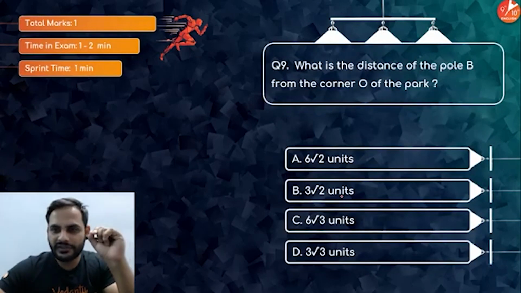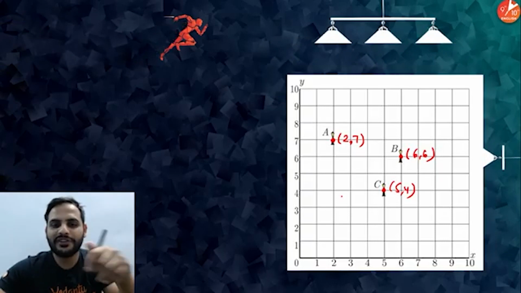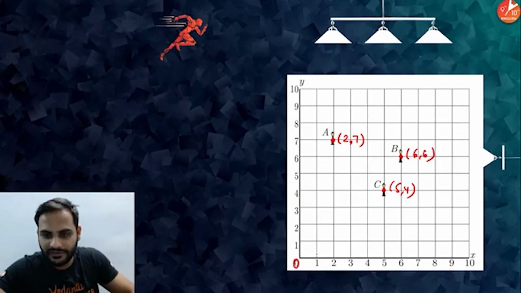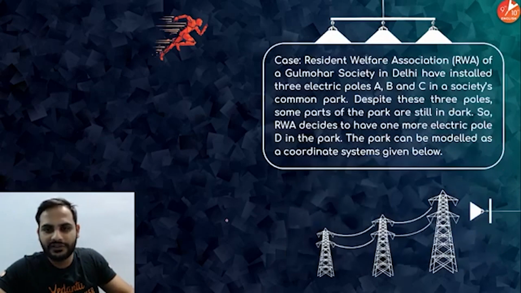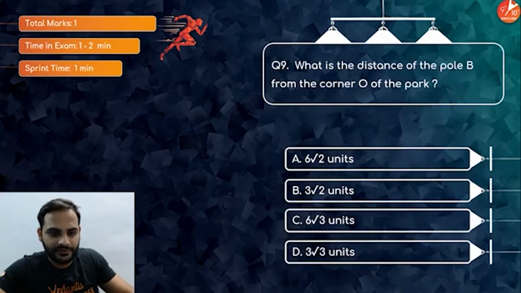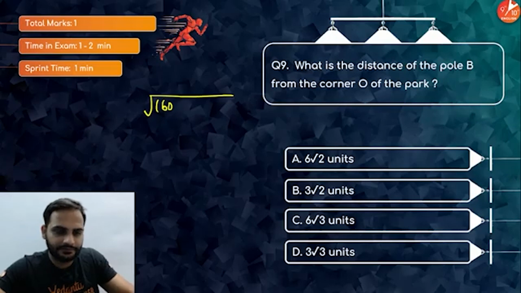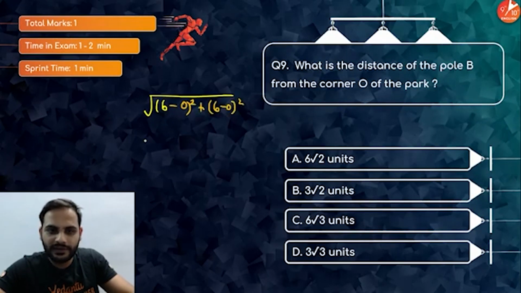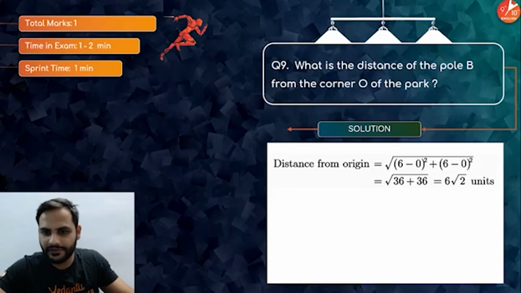First question, what is the distance of the pole from the center O of the path? Center O means what? Origin. Okay, distance of the pole from the center. This one is easy. Distance formula: 6 minus 0 whole square plus 6 minus 0 whole square, which is equal to 6√2 units. Right? Distance from the origin, comparatively easy.